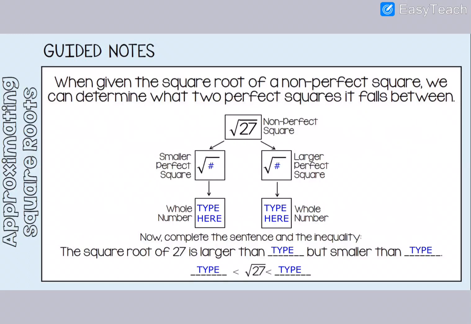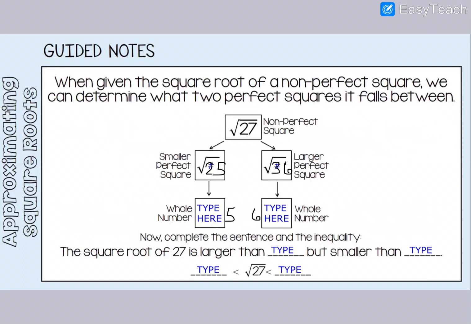Actually, since this is the note part, I'll go ahead and do that for you. We have to think about the 2 perfect squares that 27 falls in between. Well, we know that 4 squared is 16, 5 squared is 25. So 25 is less than 27. So that's going to be 5. And then 6 squared is 36. Oh, I'm sorry. This should be a 25, and then this should be a 36. The whole number would be 5, and the whole number would be 6 here.